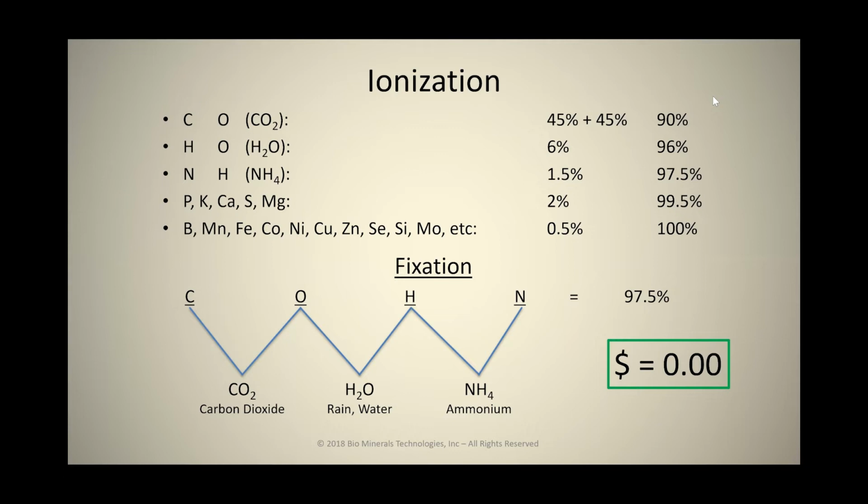So fixation is simply carbon and oxygen becoming CO2, oxygen, hydrogen becoming water, hydrogen, nitrogen becoming ammonium. So they're put together in various ways. This is 97.5% of a plant that you don't need to buy. It's there if we learn how to convert these inorganic, insoluble elements into organic forms of plant nutrition that are usable.